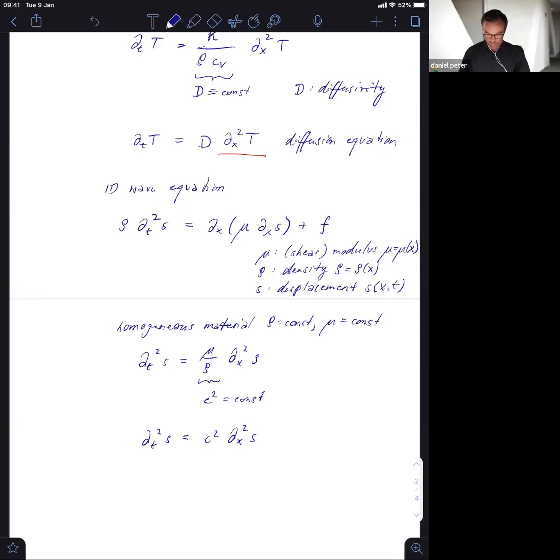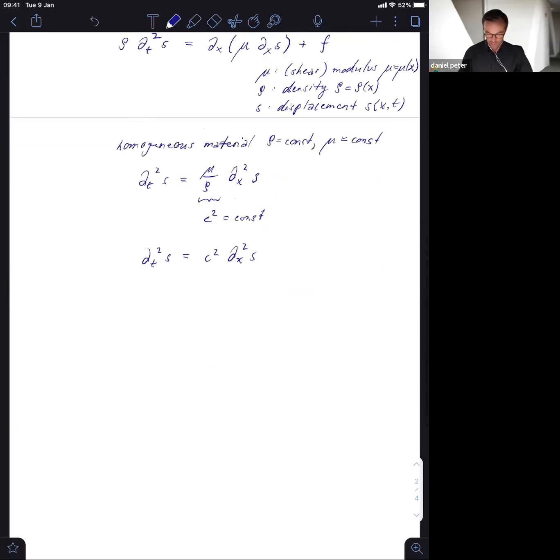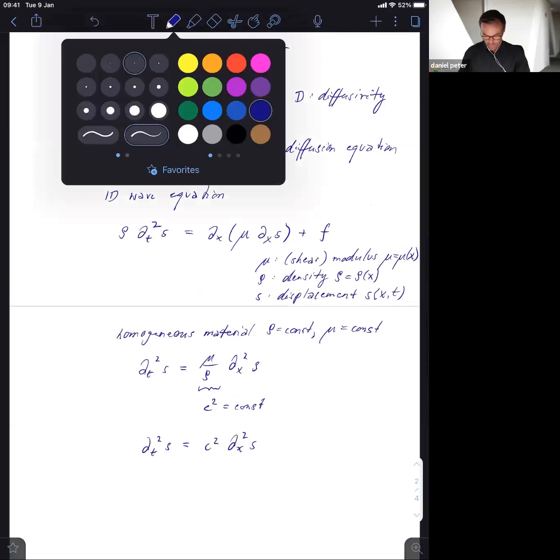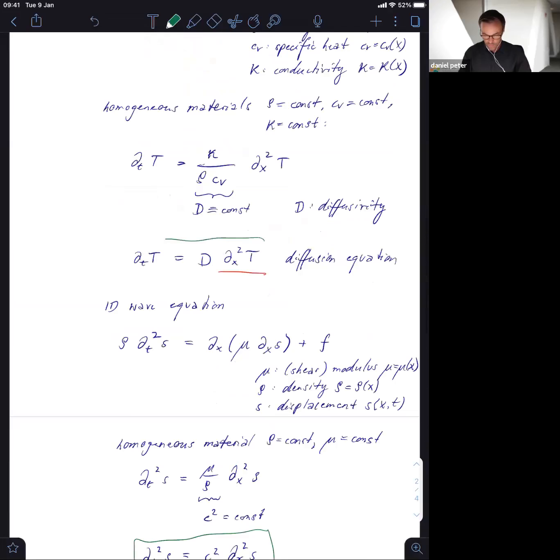Good. So if you want to write down the wave equation in its most simple form, then you would have it this way. So that's the most simple way of writing down the wave equation. And this would be the heat equation or the diffusion equation, in its most simple form.